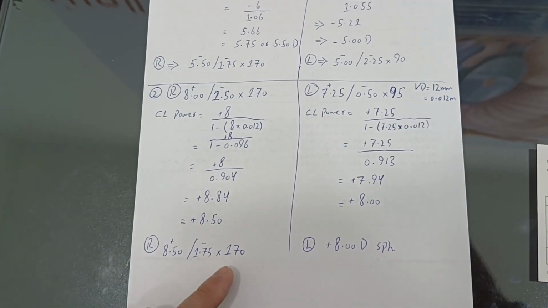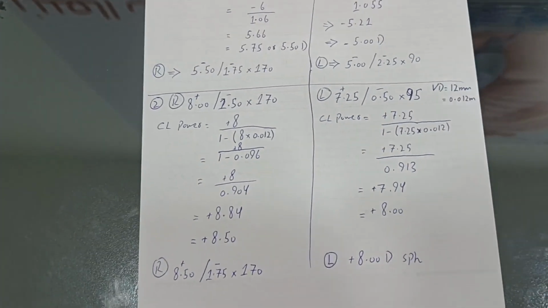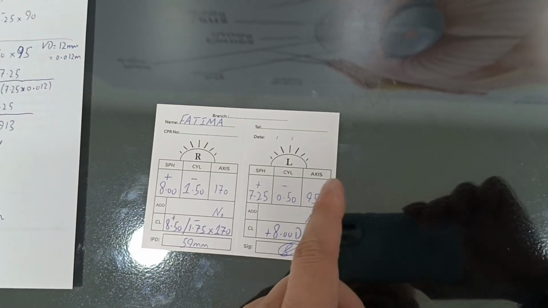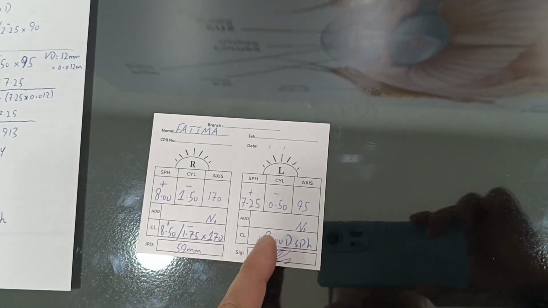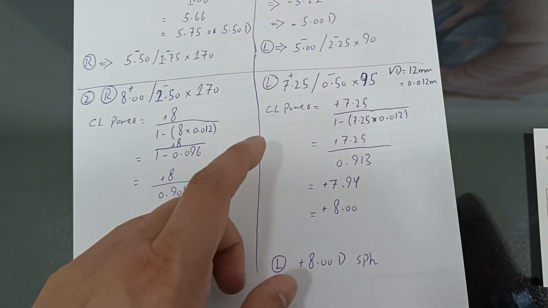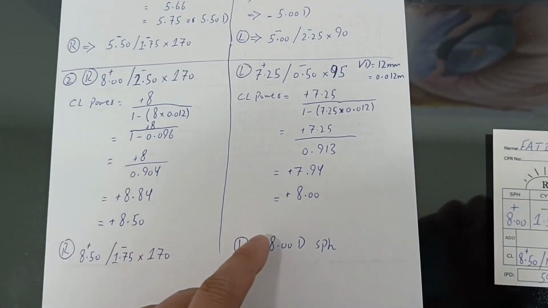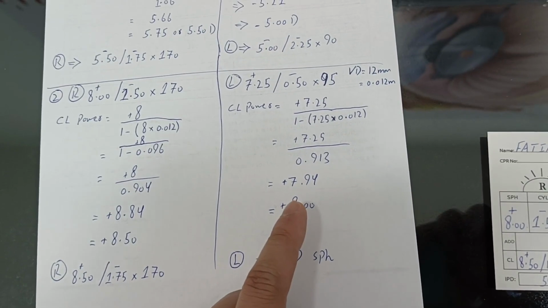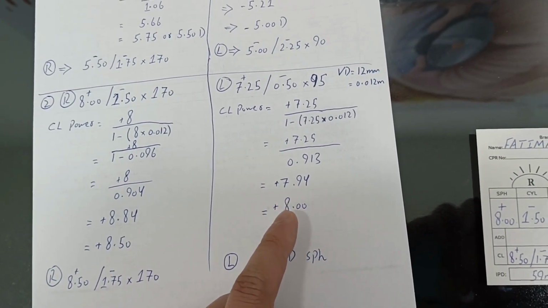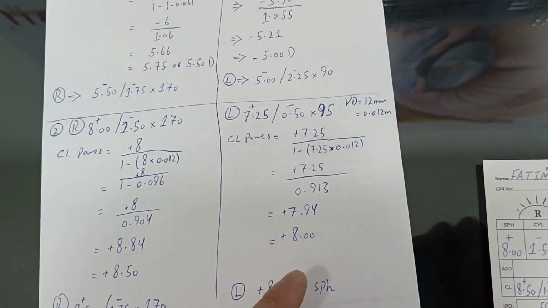And same we will go for the 170 axis, because mostly manufacturers provide this. Same we can see for the left eye. Okay, in the left eye also we have an interesting point. The spherical portion we will do the same as we did for the right eye, and here it is plus 7.94, so it is almost 8, that's why we are taking plus 8. Otherwise you can take plus 7.5.